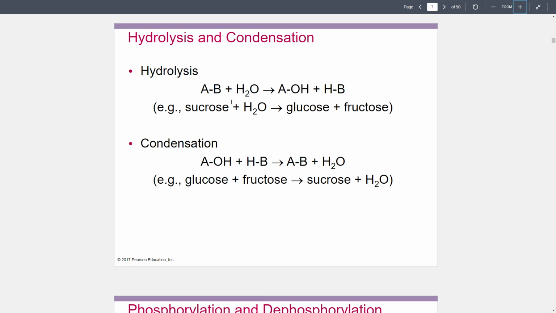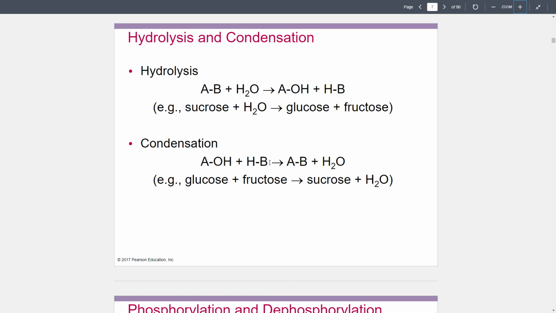So basically, we have our substrate here, which is a combination of A and B, plus this water molecule. One half of the substrate is going to go with the OH of the water, and the other half of the substrate is going to go with the remaining hydrogen. An example of this one would be if I take a sucrose molecule and I insert a water molecule into the bond, I end up with the monomers glucose and fructose.